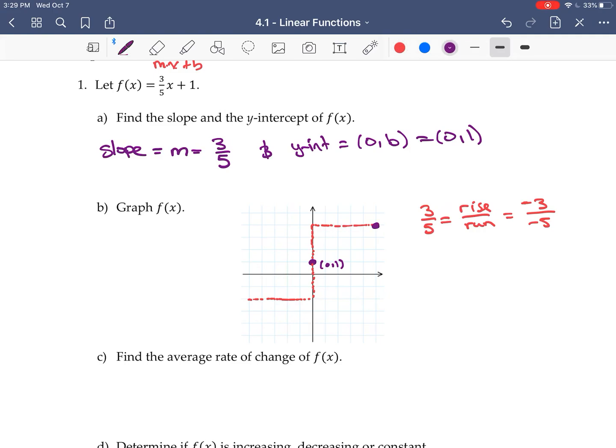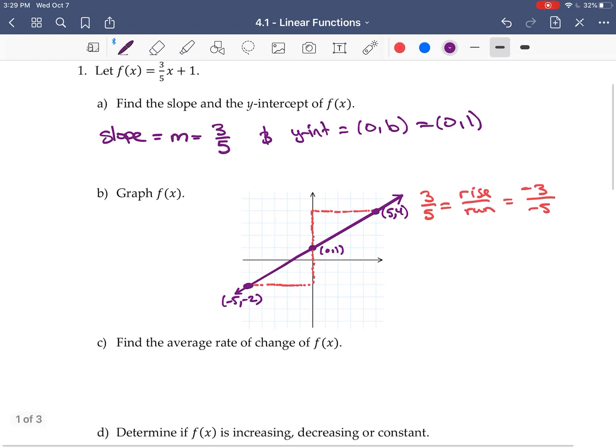So this one is at (5, 4). And then over here, I'm going to be at (-5, -2). And then if I connect those, I have my graph. The graph is the line that goes through those 3 points. So that is f of x equals 3/5 x plus 1.